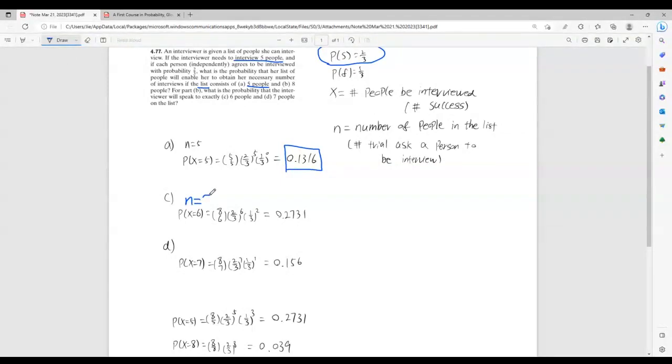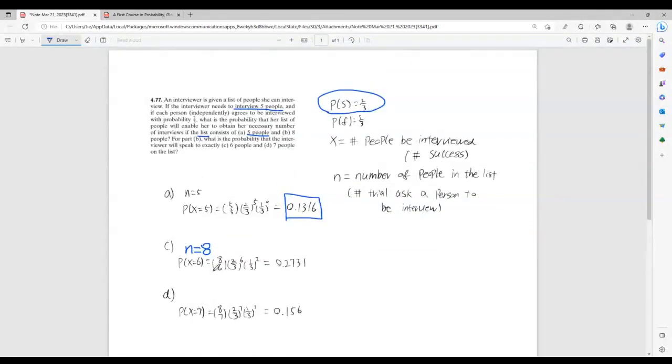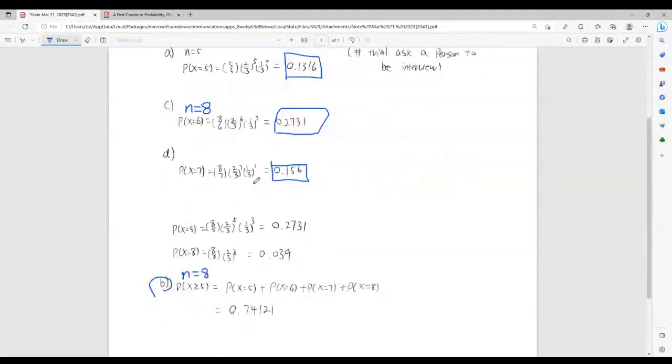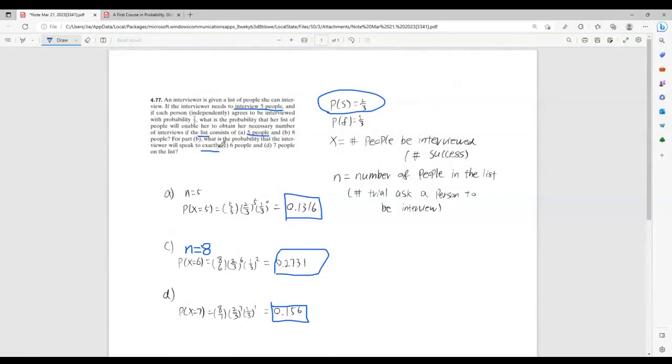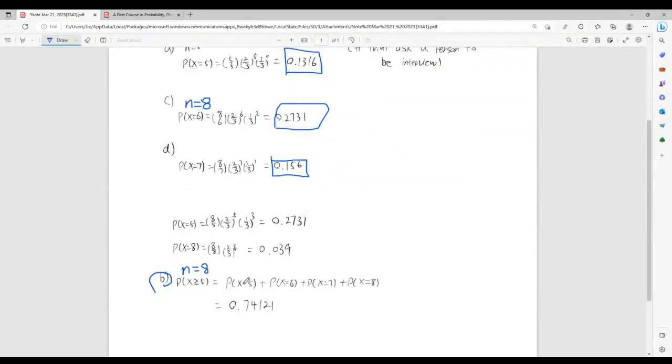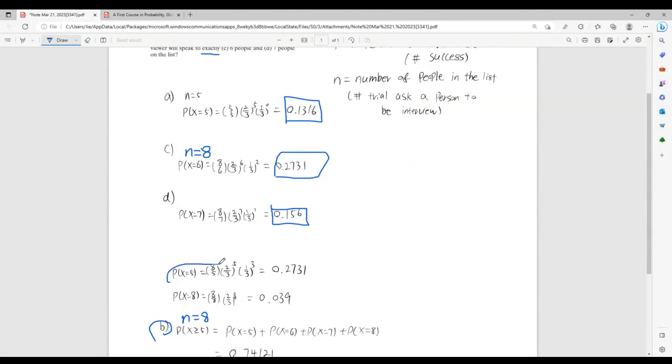N equal to 8, and then X equal to 6. We plug into the formula. We got this for part C. And similarly for part D, we only calculate the same. For part C, we only calculate when X equals 6 because it mentioned exactly. And for part B, since it didn't mention exactly, we consider the situation when X equals 5, X equals 6, X equals 7 and 8. That would be this one.